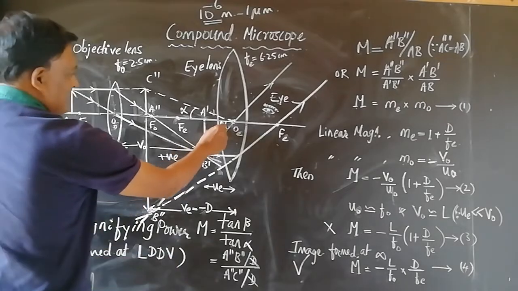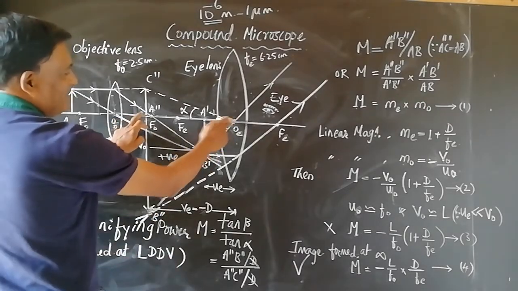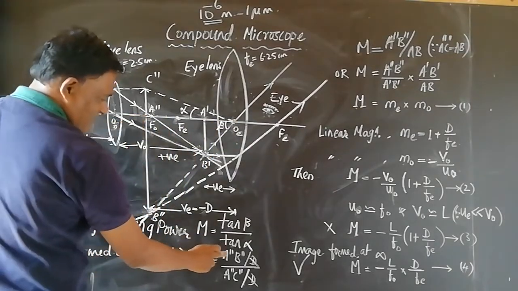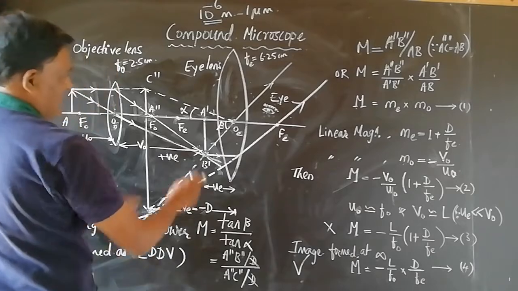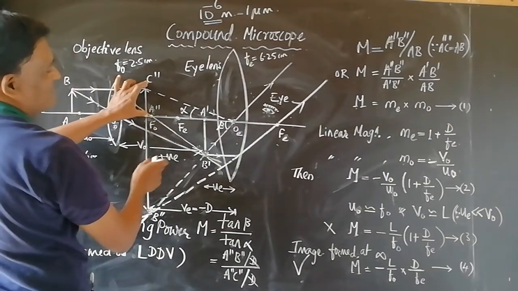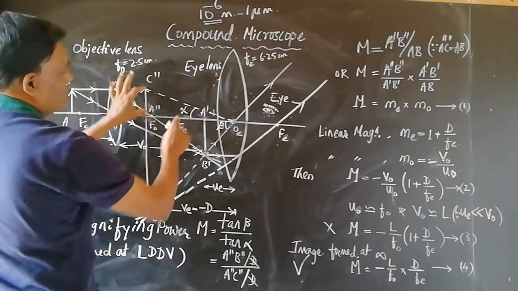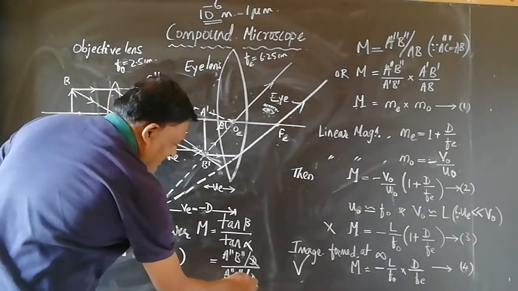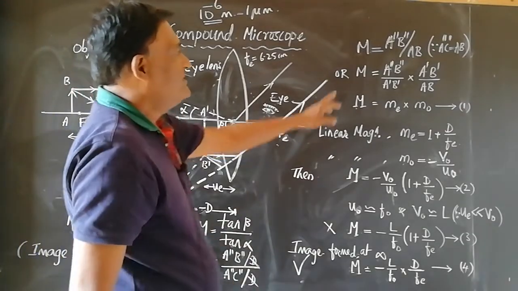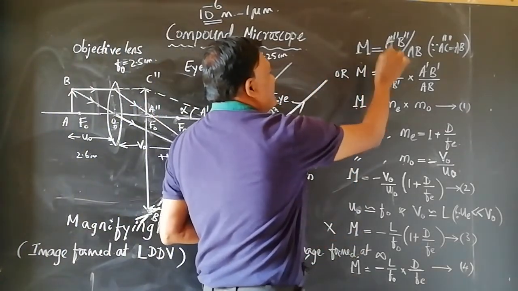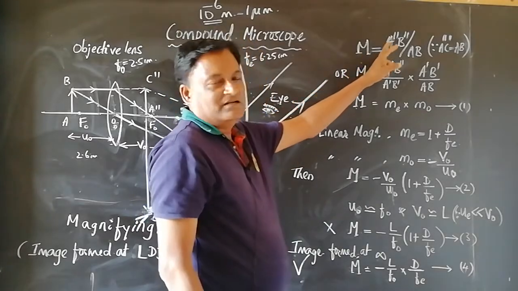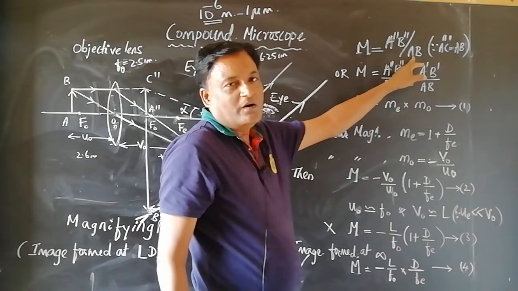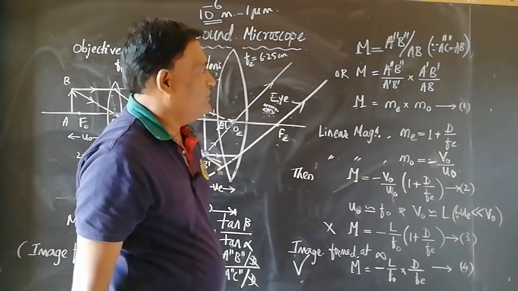So here tan beta is opposite side by adjacent side. Adjacent side is capital D, opposite side is A'' B'', so A'' B'' by D. Likewise, tan alpha is opposite side by adjacent side. Opposite side is A'' C'' divided by D. D will cancel. So we will be left with the angular magnification or magnifying power of the compound microscope as the height of the final image to the height of the object placed in front of the objective lens.